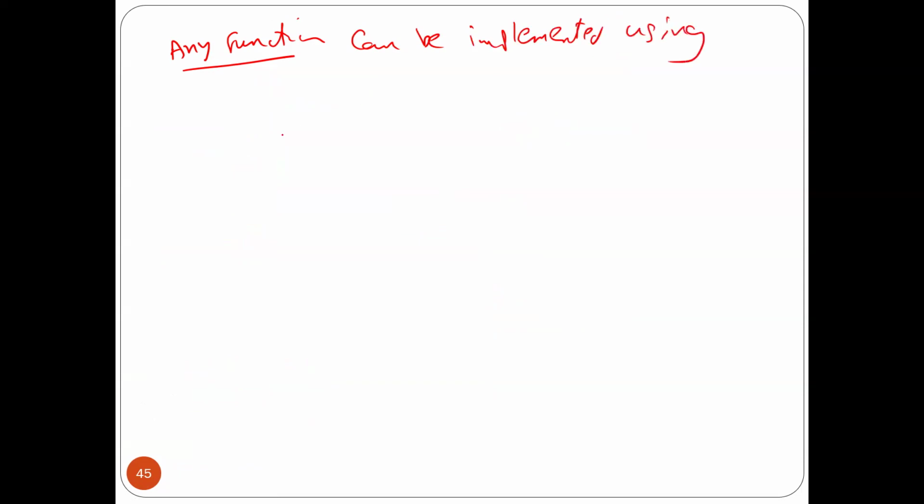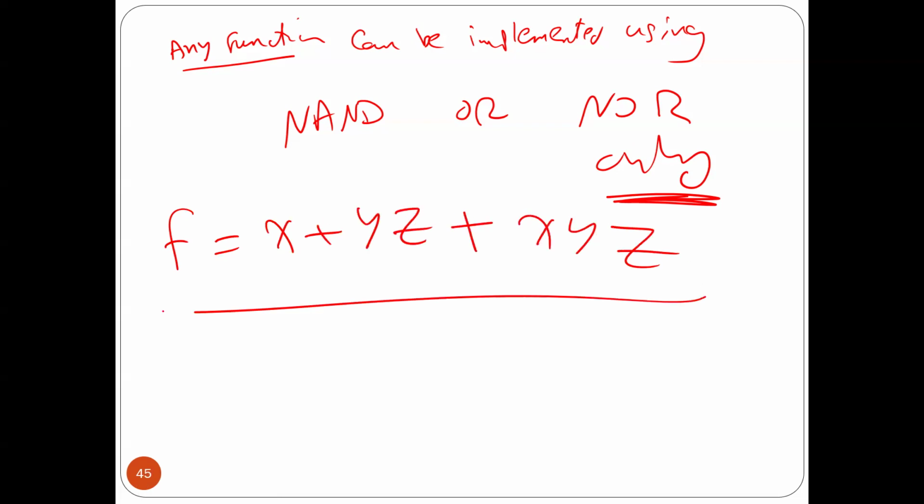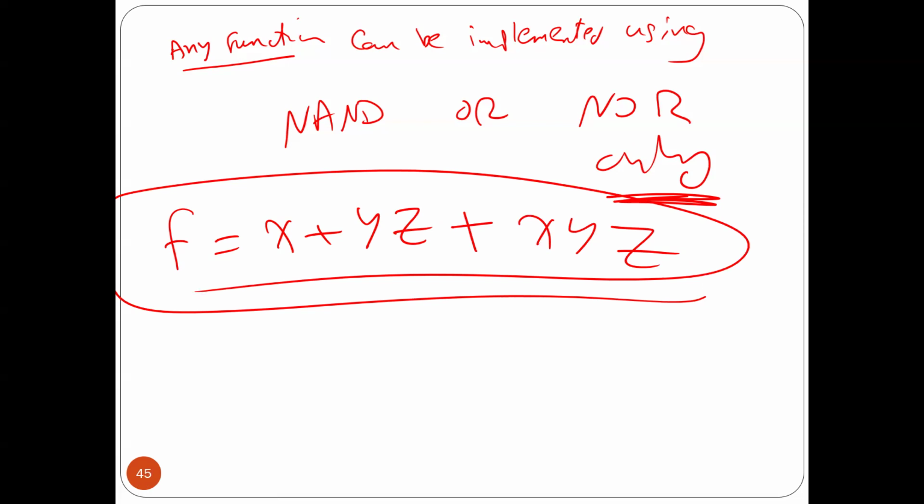any function. That's what I'm going to explain. Any function can be implemented using NAND or NOR only. So in the next section, I'm going to explain how I can implement any function. For example, f equals x or yz or xyz, any function. For any function, there is some way to implement it using NAND only or NOR only. And that's actually usually what we do. Usually the whole circuit is implemented using only NAND. And again, this is something related to electronics.